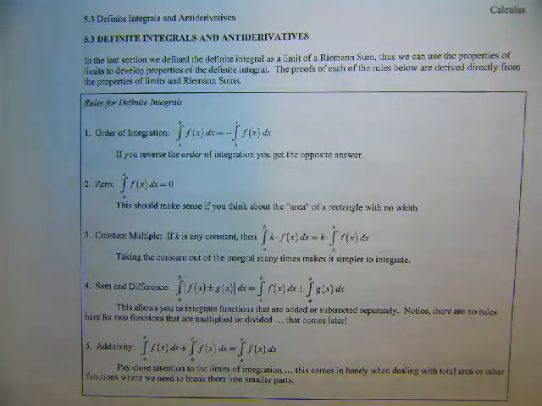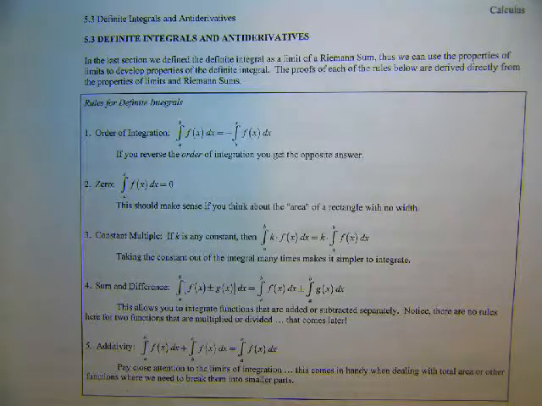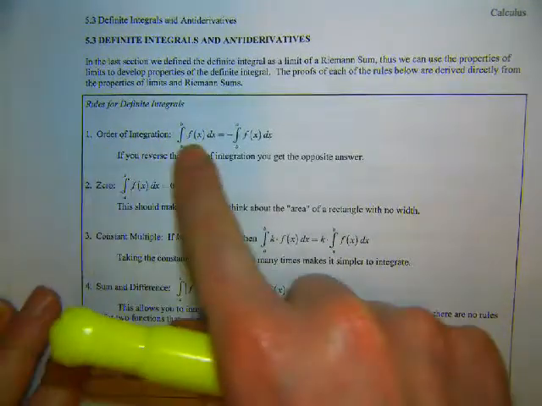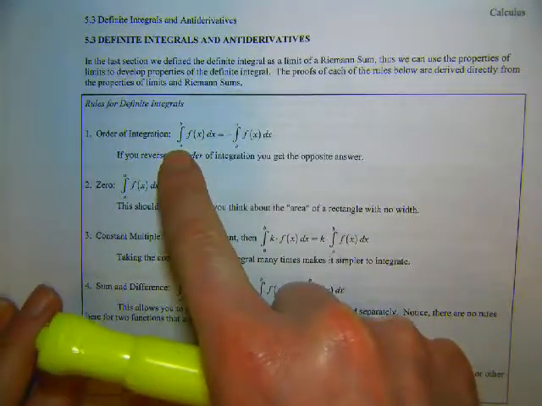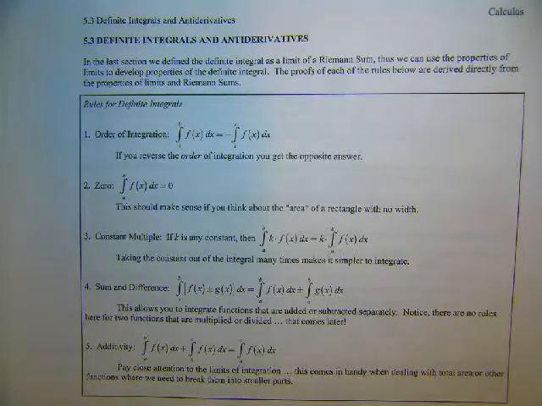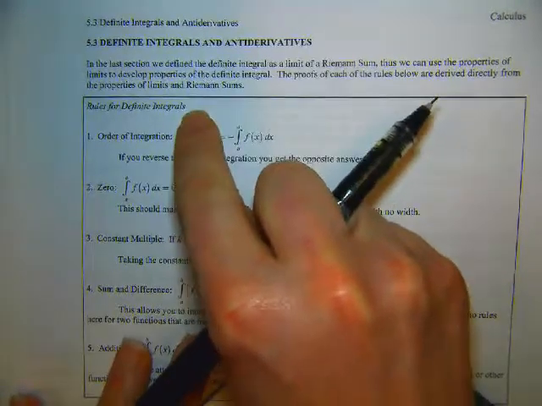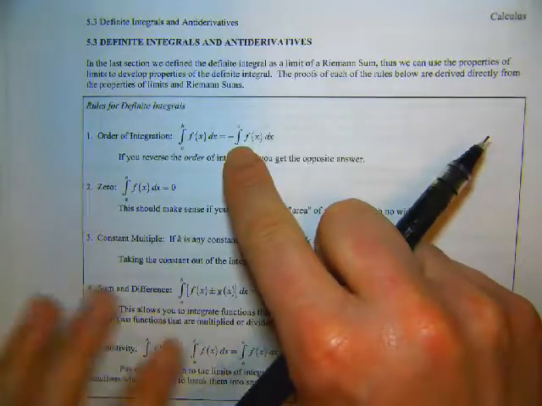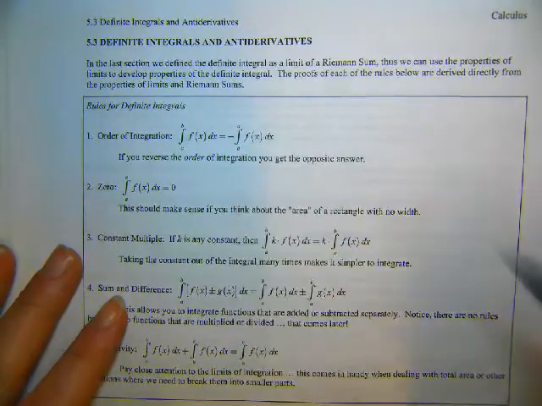So some of these rules are kind of just common sense. Order of integration, and if you think about this, I hope it makes sense. If you flip the order that you go, what happens is it just makes the integral negative.